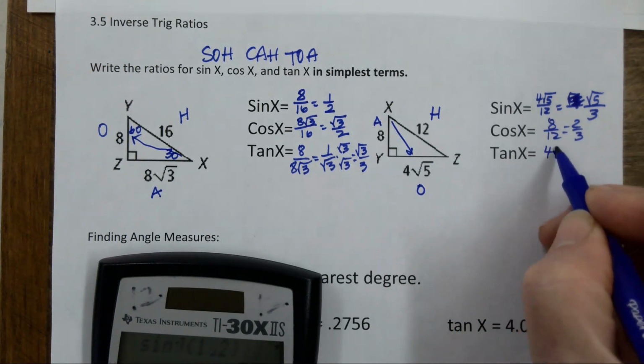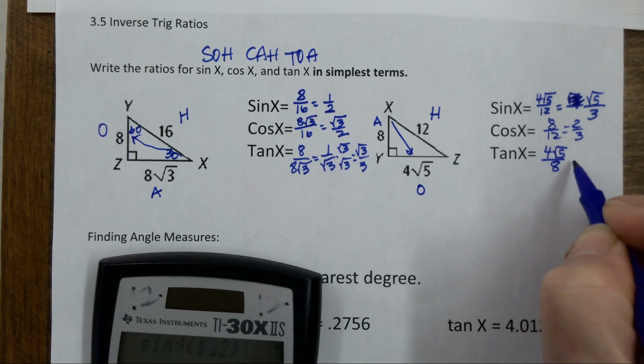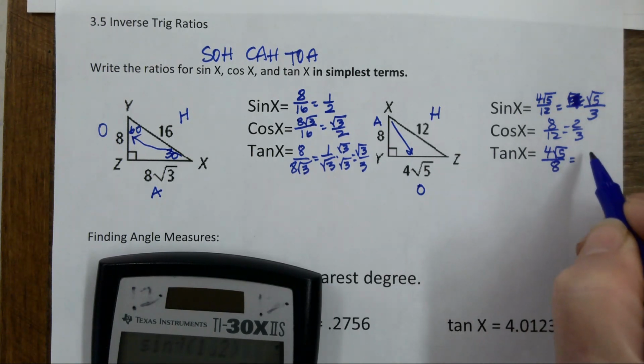4 times the square root of 5 over 8. Can you reduce that one? Square root of 5 over 2. Okay.